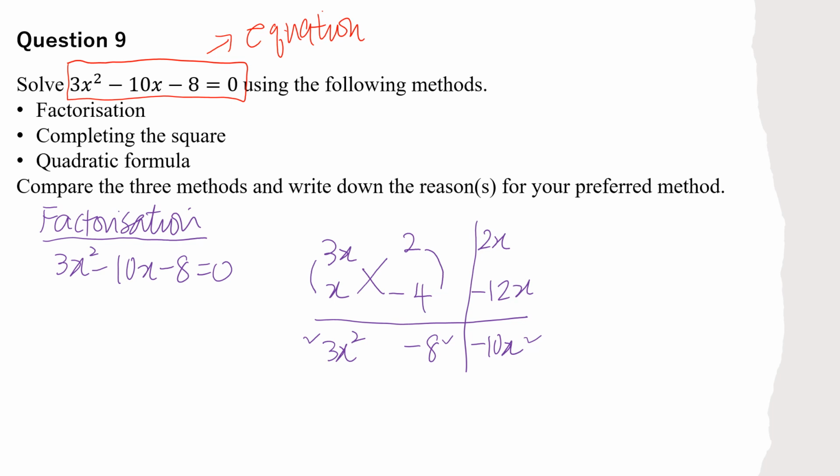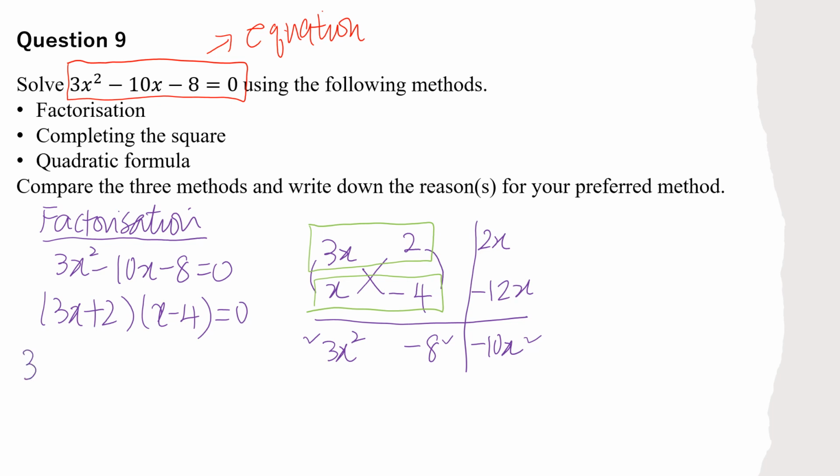Okay, so what are the linear factors? So this will be your first linear factor. This will be your second linear factor. So we end up getting bracket 3x plus 2, bracket x minus 4 equals to 0. So the next step will be applying the AB product rule. So that will be 3x plus 2 equals to 0, or x minus 4 equals to 0.